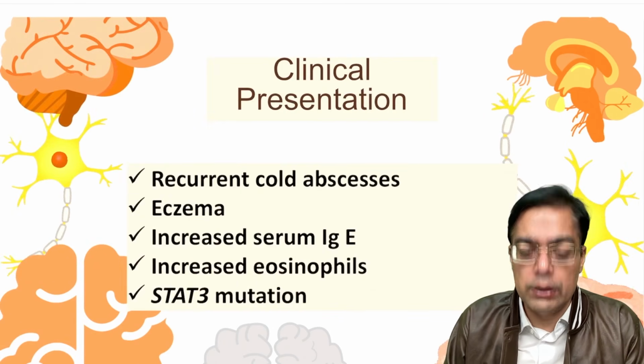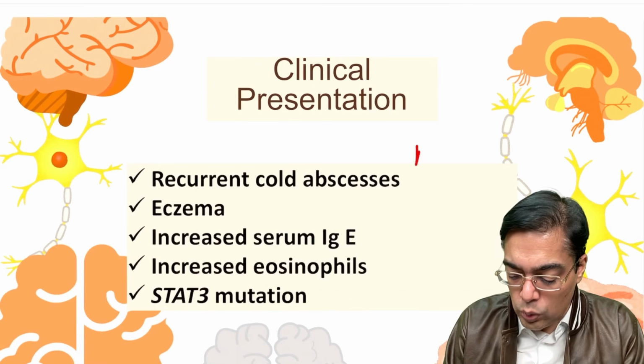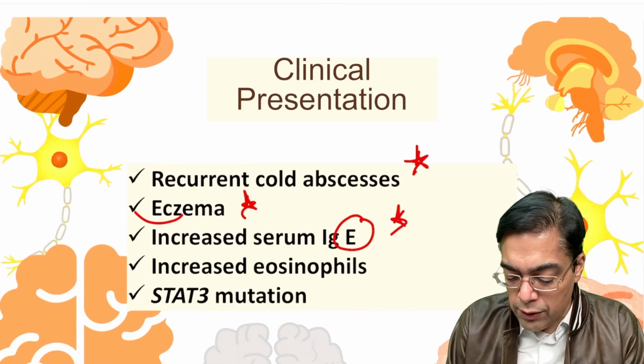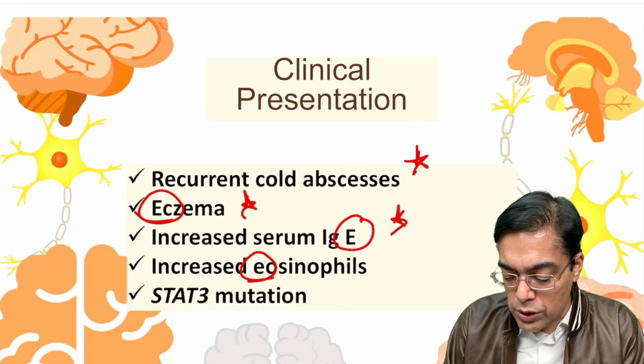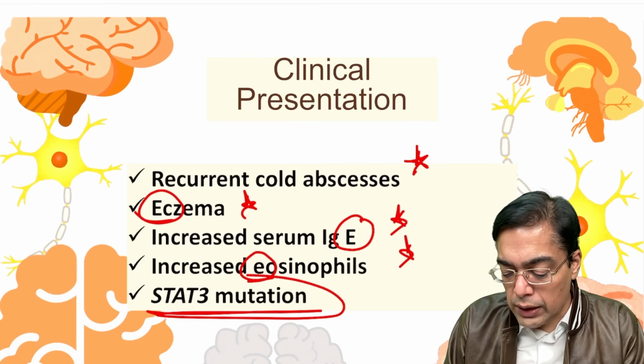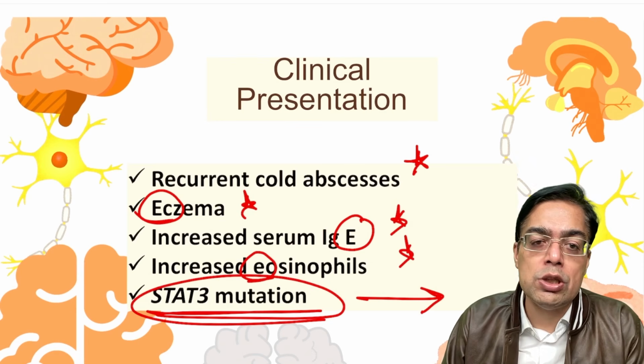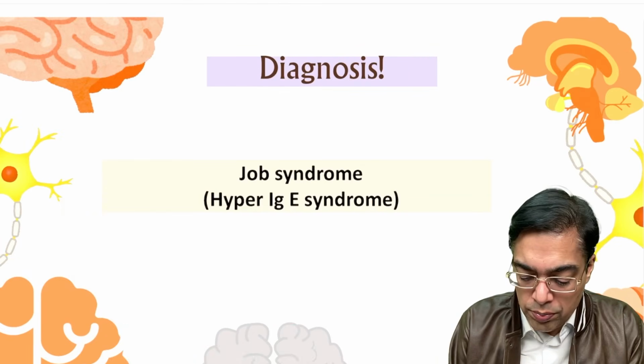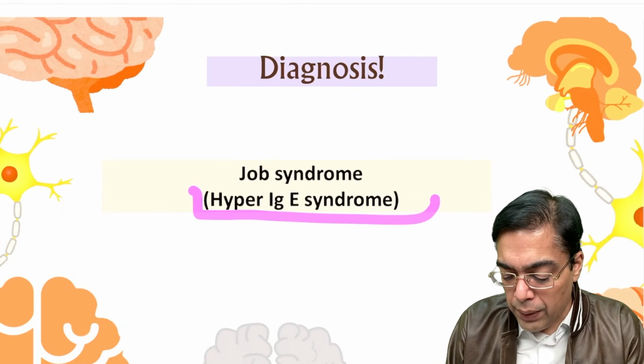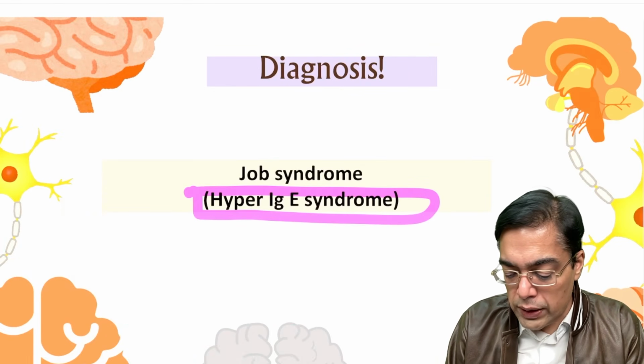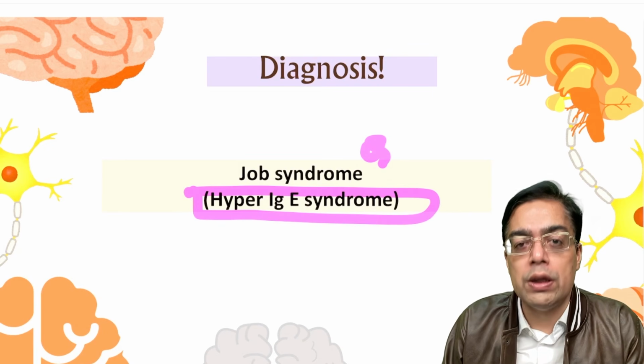Talking about the next one, where the question is making a mention of recurrent cold abscess, there is eczema, there is presence of increased IgE, E for eczema, E for IgE, increased eosinophils, and there is going to be a STAT3 mutation that can be a potential NEET PG question. Yes, we are thinking in terms of a patient who is going to be suffering from hyper IgE syndrome, which is also known by the second important name of Job syndrome.